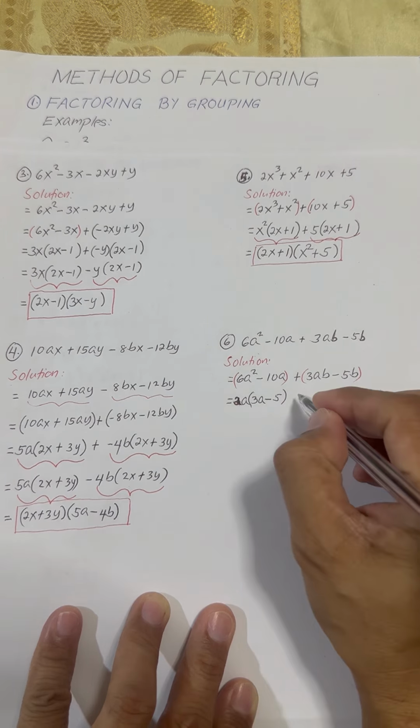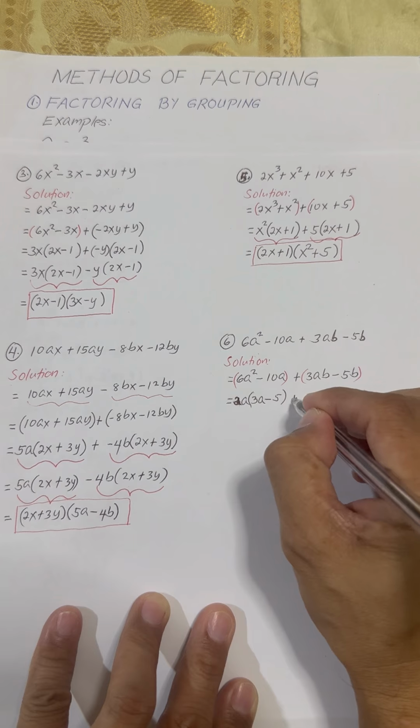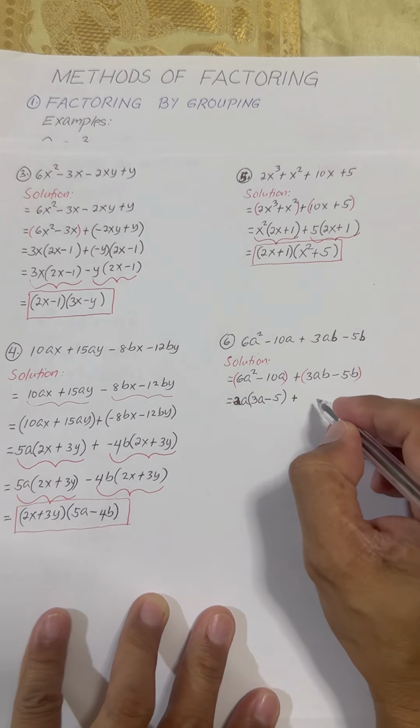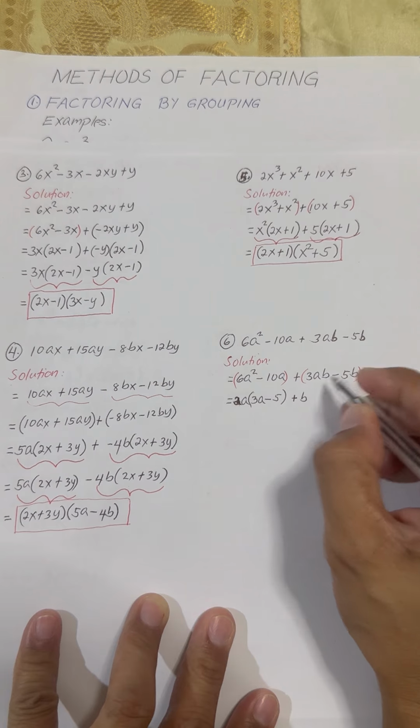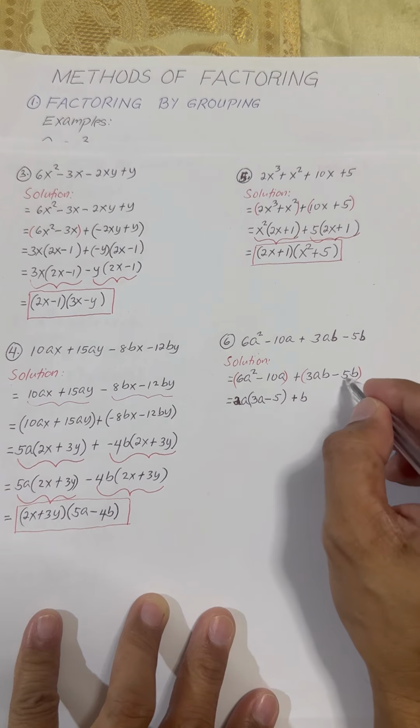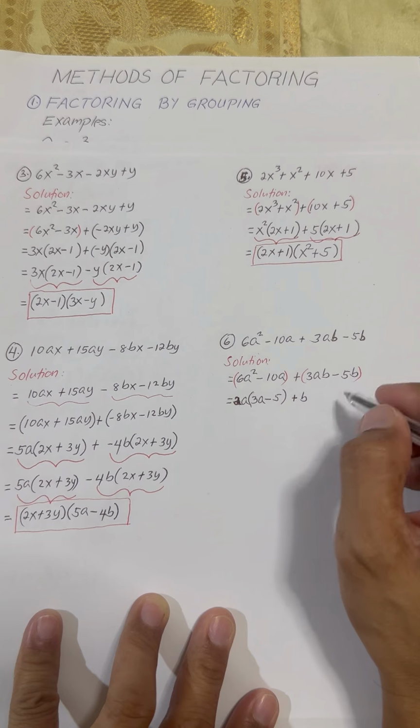Then for the next group, what is common here? The common is B. Right? We have A, we don't have A here. We have B, we have B here. We have 3, we have only 1 here. Or nothing. You can see only 5.